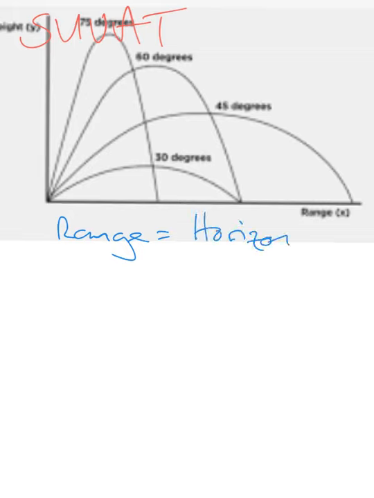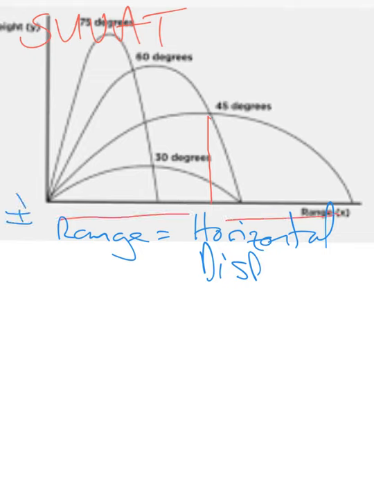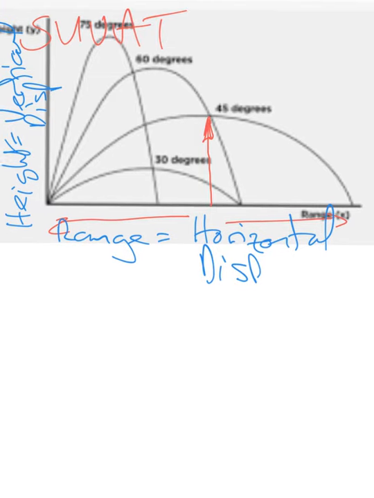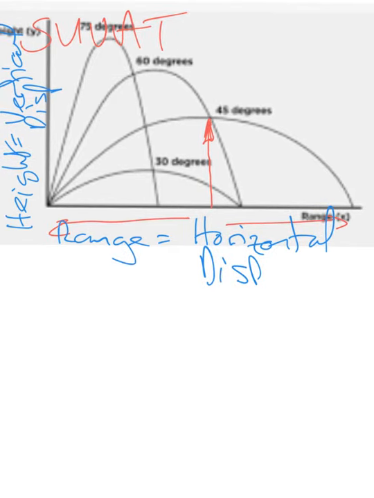So the first thing to observe about these curves is that it's symmetrical. It peaks halfway across its range. And obviously, for this to be true, there has to be zero air friction, and we're going to look at that in a minute. So the first ideal statement is that the projectile, the cannonball, has zero wind resistance or zero friction.